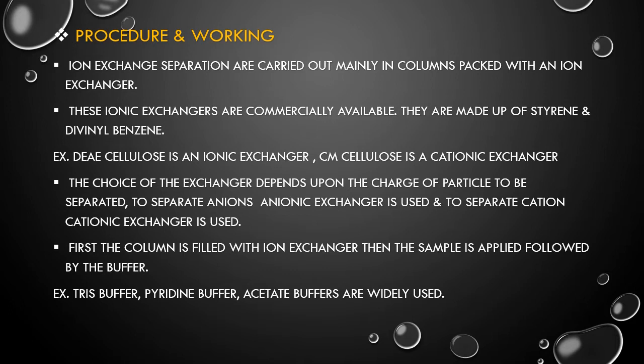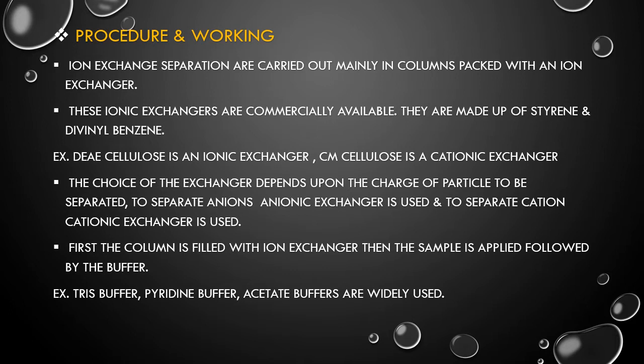According to the separation of biomolecules, we need to choose: first the anionic exchanger, or if you want, the cationic exchanger. These are two examples of an anionic exchanger and a cationic exchanger. The resin is also known as a matrix, and it is selected on the basis of the nature of the biomolecules to be separated.